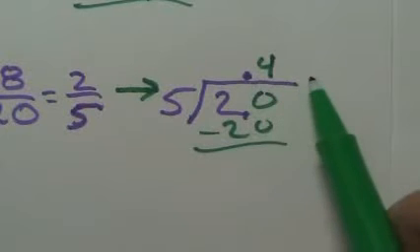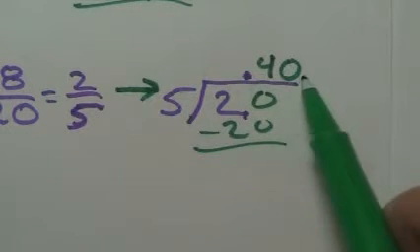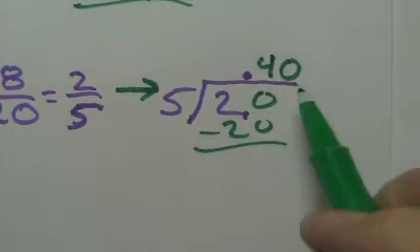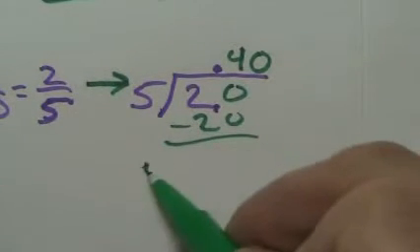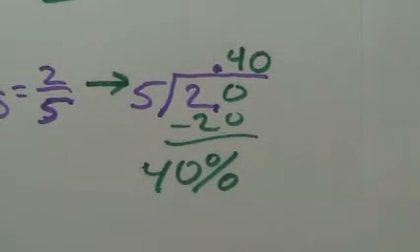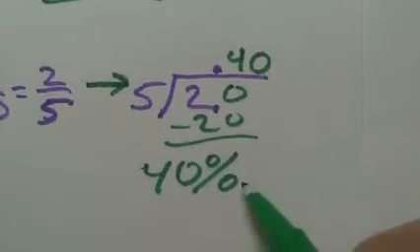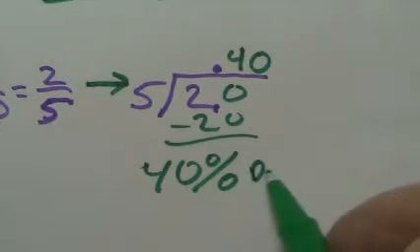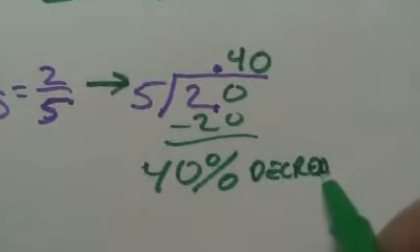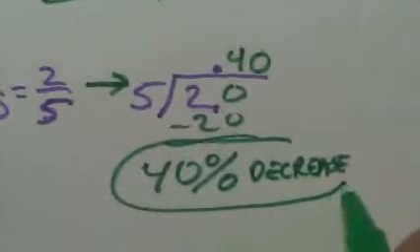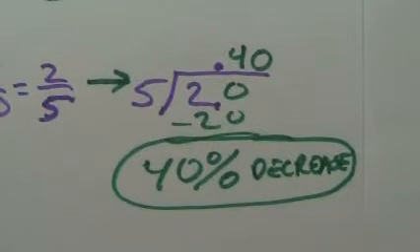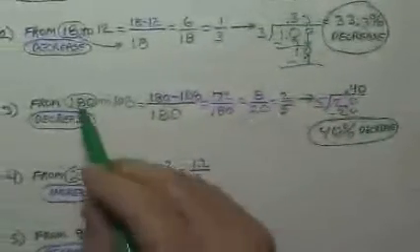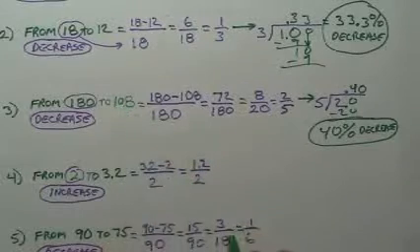Next, I need to move the decimal over 2 spaces. So that must mean I have to add a 0. So it's going to move over there. So the answer is, I'm running out of room, so I'll just put it right over here. It's 40%. And that's a 40% decrease. So from 180 to 108 is a 40% decrease.